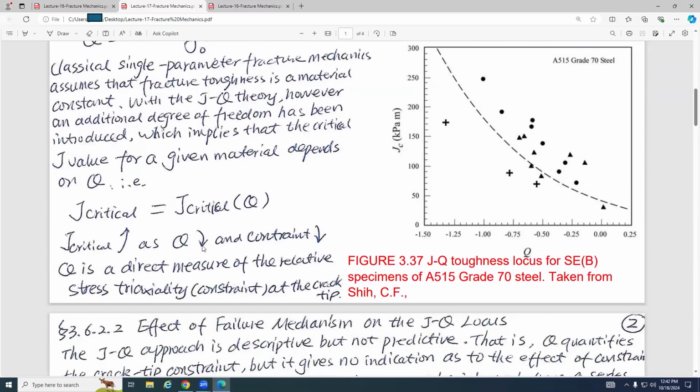As Q goes down and the constraint goes down, J critical goes up. So this is the JQ toughness locus. You can see this Q value is the JC value, and you can see not just the JC but also Q. That means a single parameter model fails if the process is large deformation for a large scale unit.